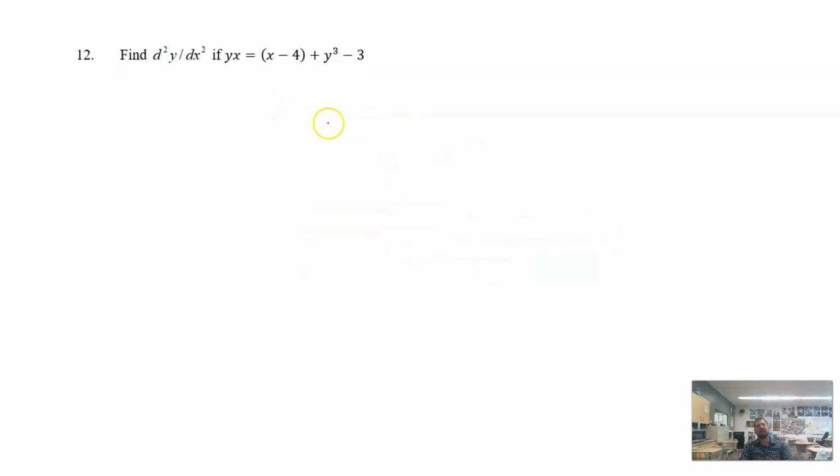Number 12, we also are wanting to find the second derivative. So for my first derivative, I've got to do a product rule between y and x. So first times the derivative of the second, plus the second times the derivative of the first. There's my product rule. The derivative of x minus 4 is 1, plus 3y squared dy dx. And then the derivative of 3 is 0, so I don't write that last term down.